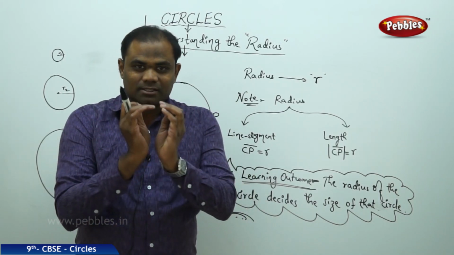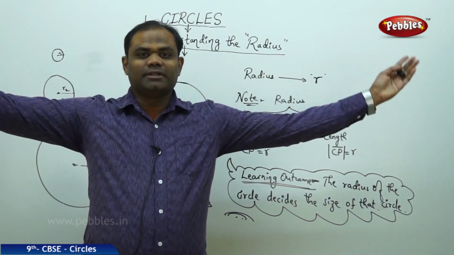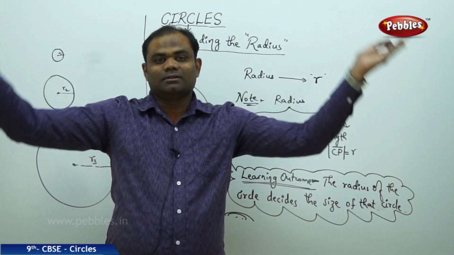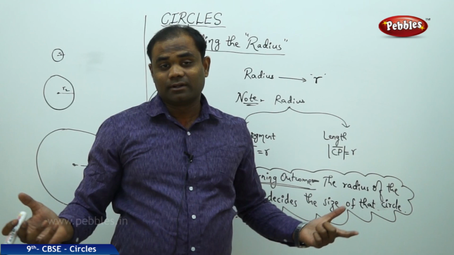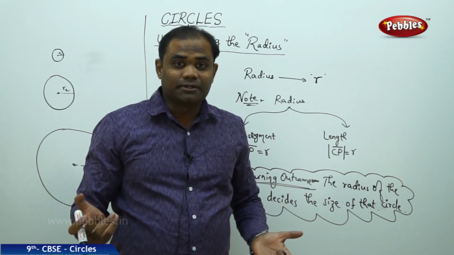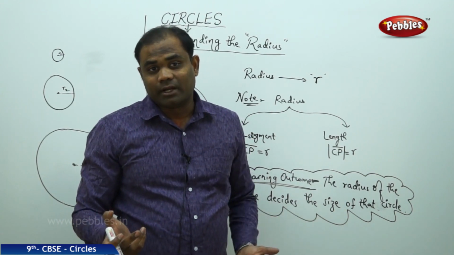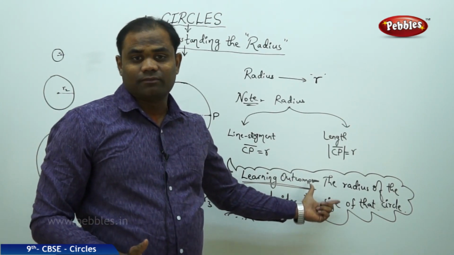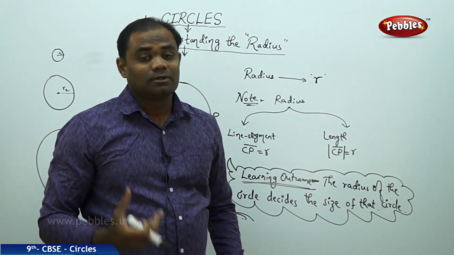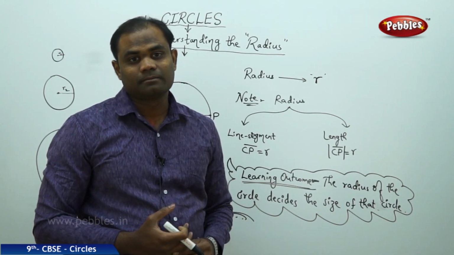Smaller the radius, smaller the circle. Bigger the radius, bigger the circle. The size of a sun or the size of an earth, which are circular in shape, or the size of a moon, are decided by their radii, by the radius of the earth, the moon, the sun, etc.